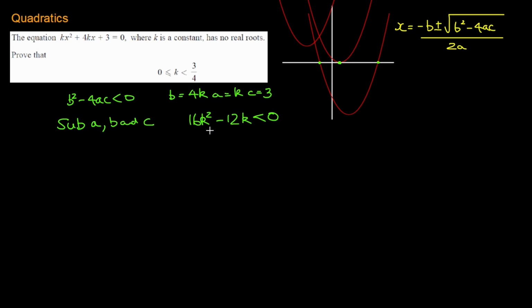So let's substitute into our discriminant formula. First of all, I can take a factor of 4 out of this equation because 4 will go into 16 and 4 will go into 12. So I get, therefore, 4k squared minus 3k is less than 0. Now, if I factorise and take a common k out, I get that.